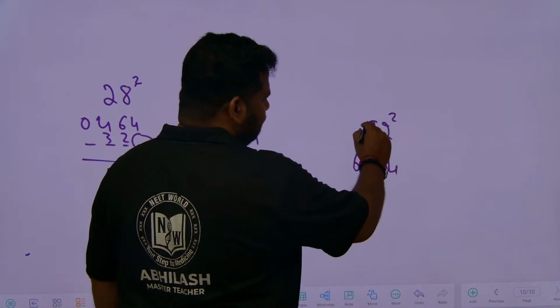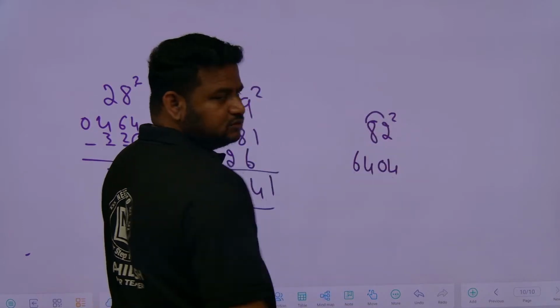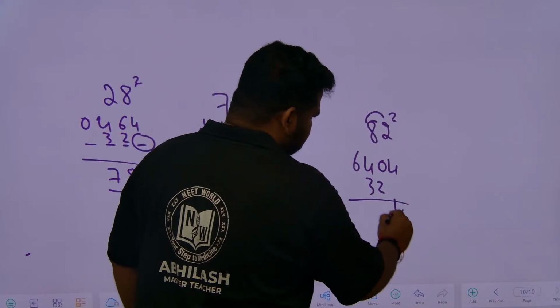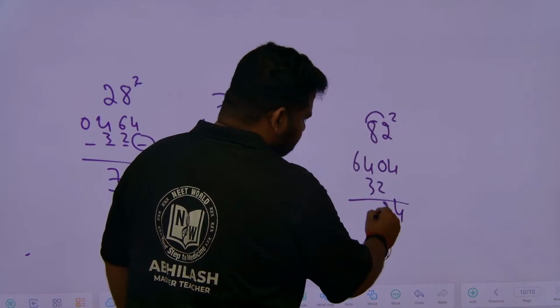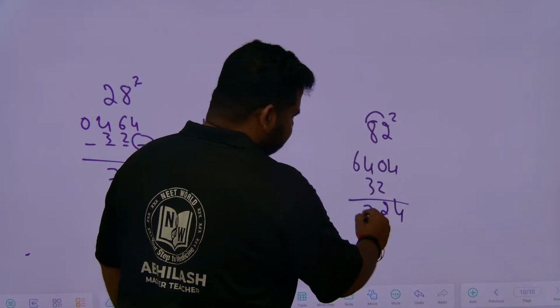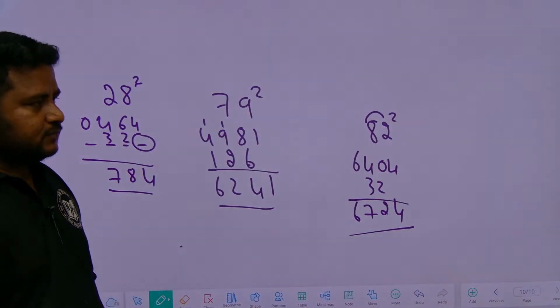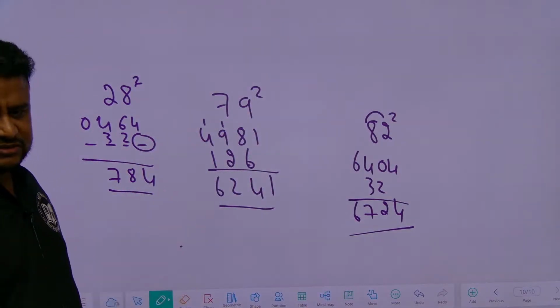Next, how to find the middle part? 8 2s are 16, 16 2s are 32. I'll write 32 here, leaving the first space empty. 2 plus 0 is 2. 4 plus 3 is 7. You will get 6724. So this is fine for any 2-digit number.